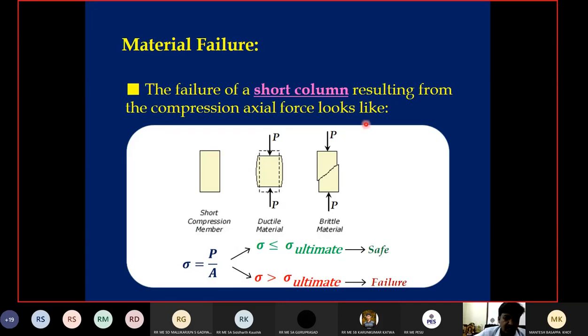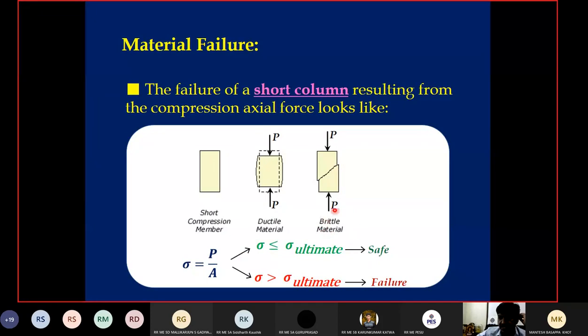Now, this is what we see. The failure of a short column resulting from the compression axial force looks like this. You can see it for the ductile material and for the brittle material. Though there is some change in the deformation, what is dictated is the compressive forces and the material properties. That's why it is called the material failure. So it is going to be ductile material failure and brittle material failure. Whenever the forces are applied, the stresses are within some limits. We'll talk about the limits later. Whenever you have a limit, that is the ultimate limit of this particular member, where it is going to yield. If the stresses are within the ultimate stress, that means it's called safe. When it crosses that limit, it is called a failed design.